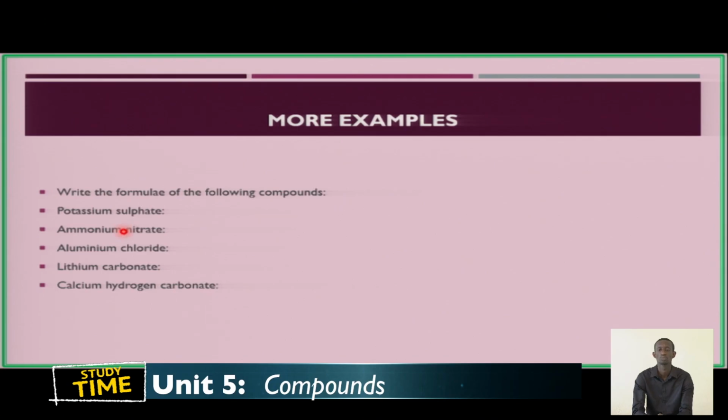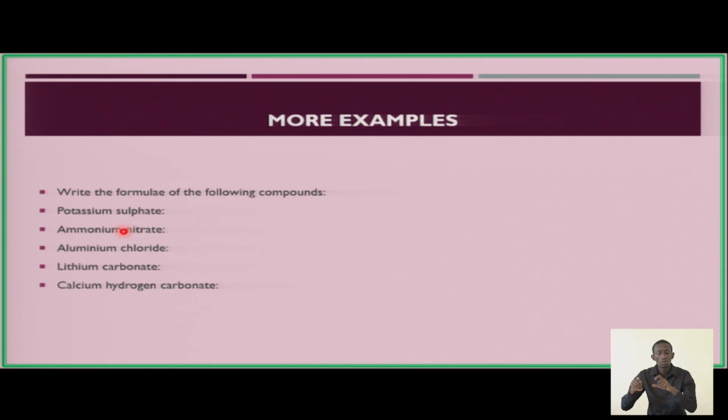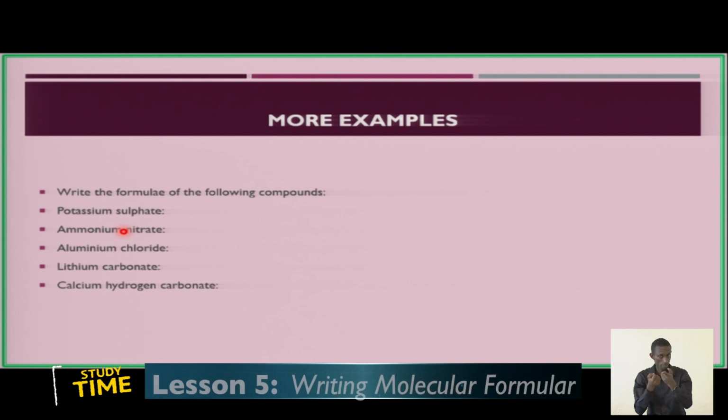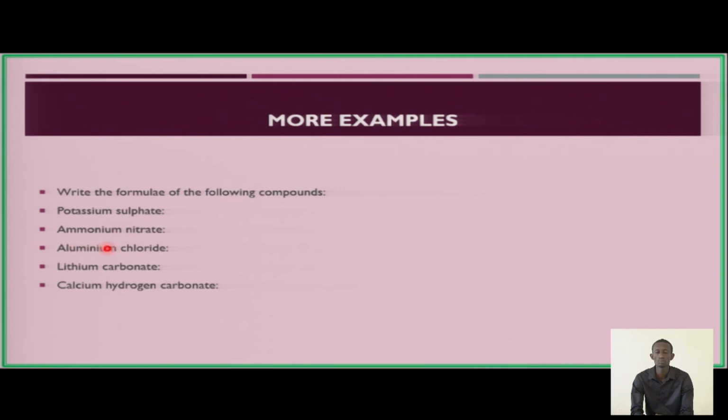Ammonium nitrate. Remember the formula of the ammonium ion and the nitrate ion. You write the superscripts and you interchange the valences. If they are similar, you remove them. If they are different, they stay there. But remember, if you have 1 as a subscript, there is no need of writing that value. Aluminium chloride. So let's try this. We have ammonium nitrate. It's this one.